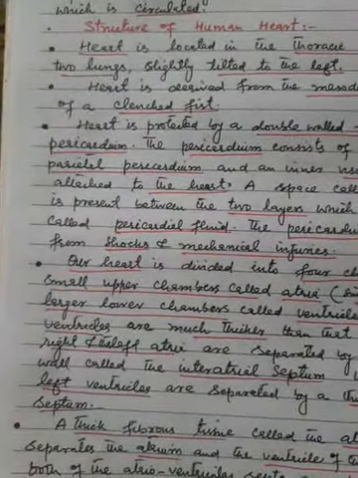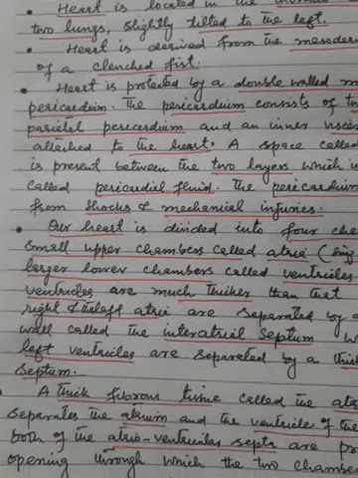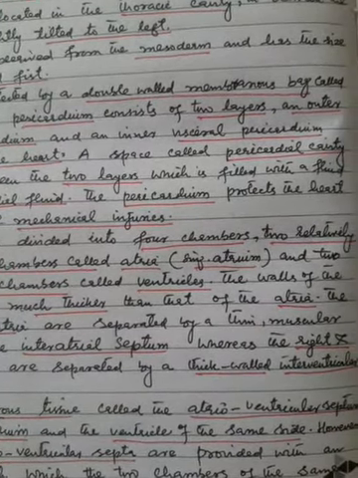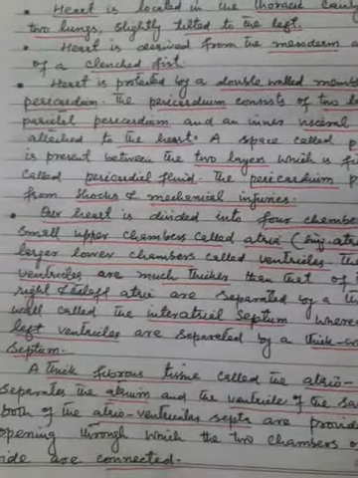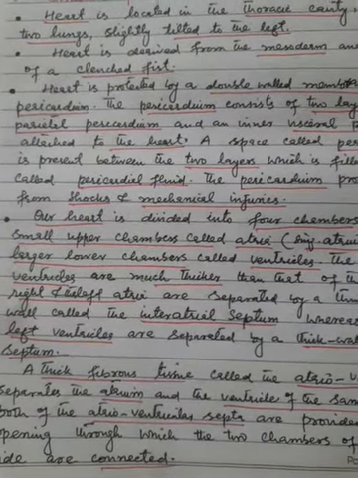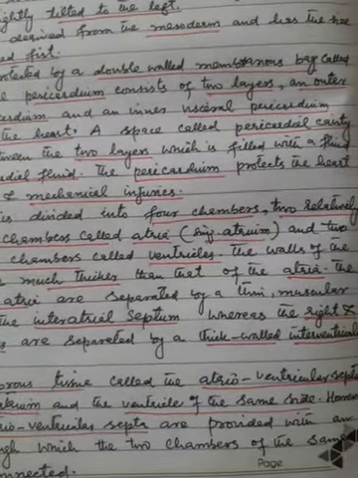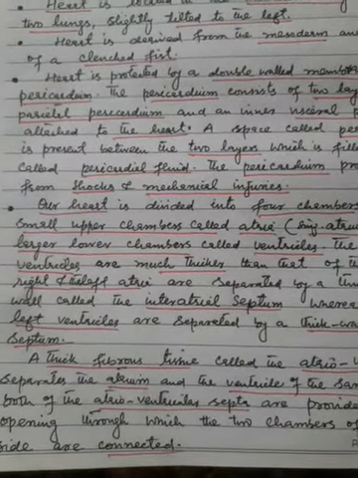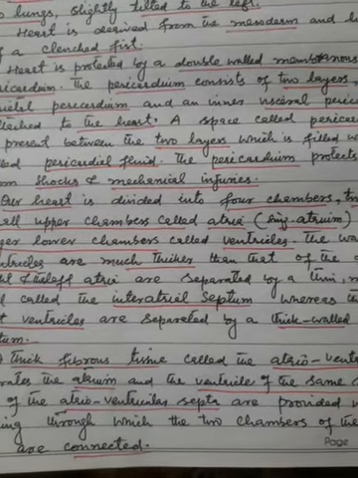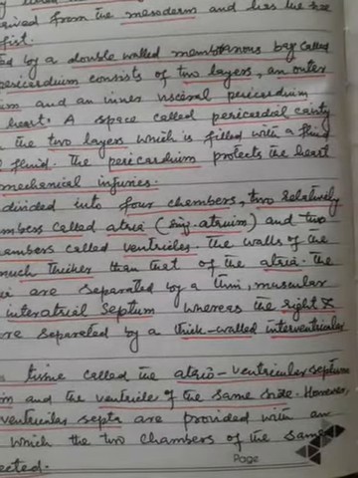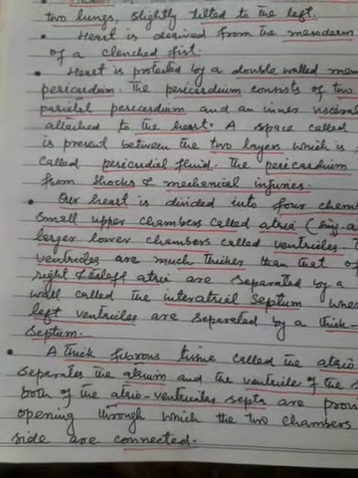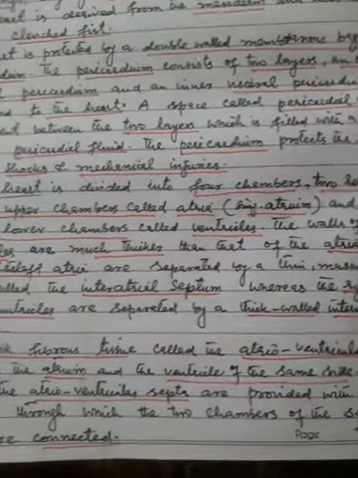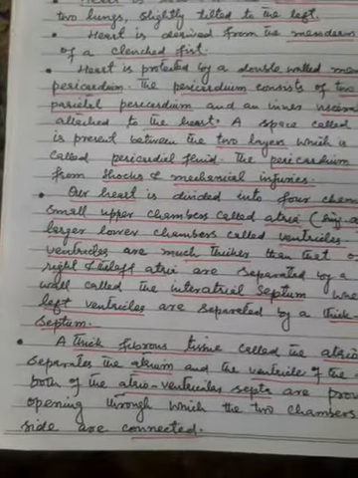interventricular septum. A thick fibrous tissue called the atrioventricular septum separates the atrium and the ventricle of the same side. However, both of the atrioventricular septa are provided with an opening through which the two chambers of the same side are connected.